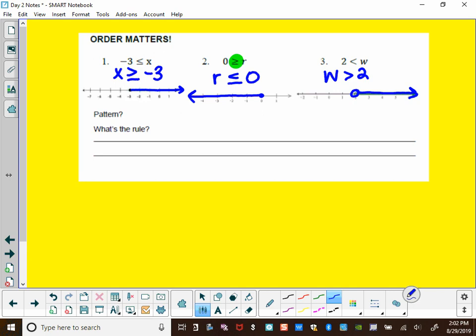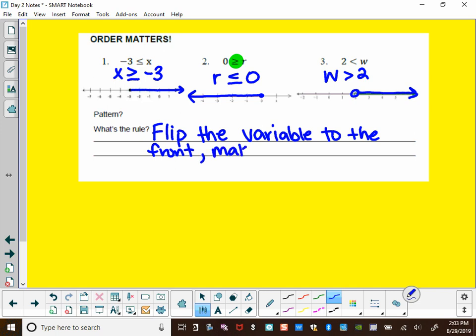Where it says, what's the rule? The rule is basically what I just told you. You don't have to write this whole long drawn out sentence. The rule is to flip the variable, put that in the front. So flip the variable to the front. And most importantly, make sure you flip your sign. And we're basically going to flip everything. If not, it looks like your whole graph is going to be opposite.